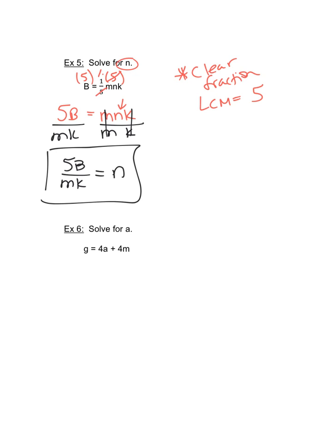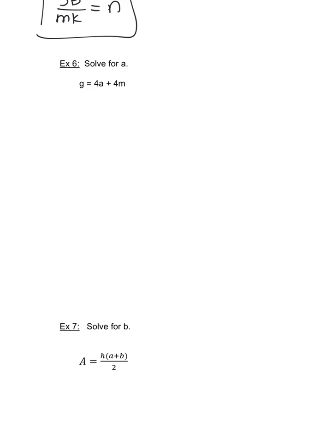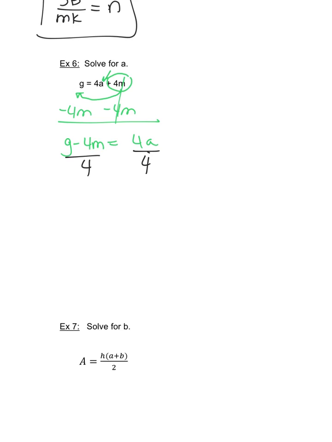Okay, we're going to take a look at one more, and this one you can definitely try on your own. Pause the video, try on your own before watching the solution. I'm solving for a, so I want to first move this 4m to the other side and then divide. First comes addition or subtraction, then division. So subtract 4m, subtract 4m, these cancel. I now have on the left g minus 4m equals 4a, and now I can divide. So I'm going to divide both sides by 4 in order to cancel out that 4 and get the a by itself. A equals g minus 4m all over 4.